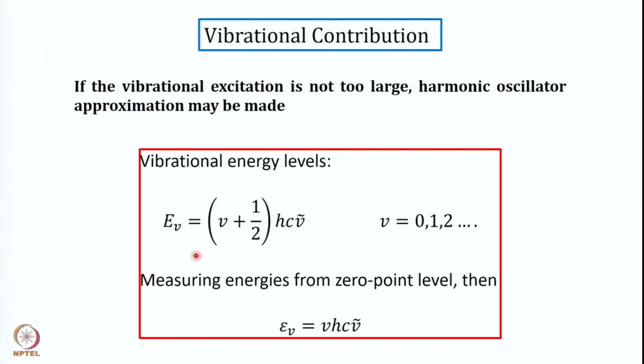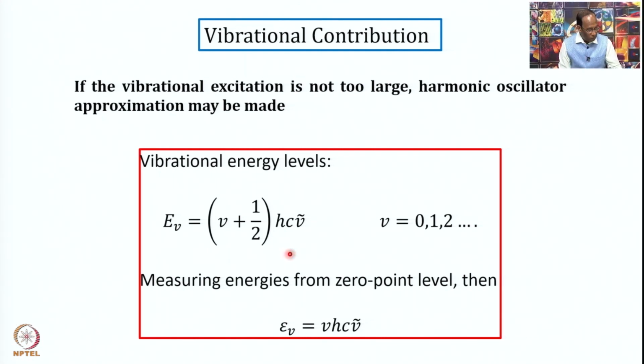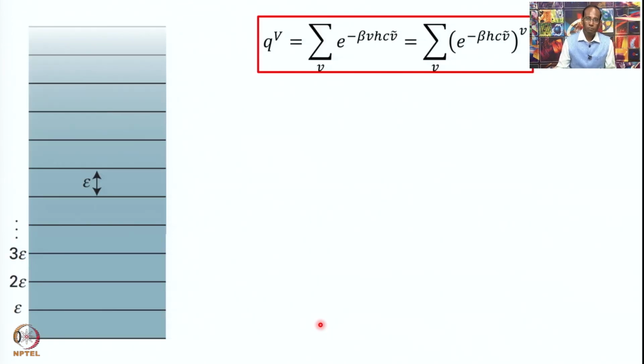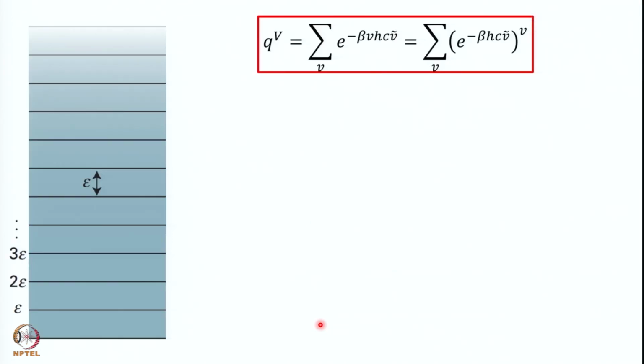So, let us take a look at what we have discussed earlier. This is the overall expression for the vibrational energy levels, where V, which is the vibrational quantum number, is 0, 1, 2, etc. And EV is equal to V h c nu bar, where when you set V equal to 0, the energy level for the ground state is set to 0. So, let us now discuss further.